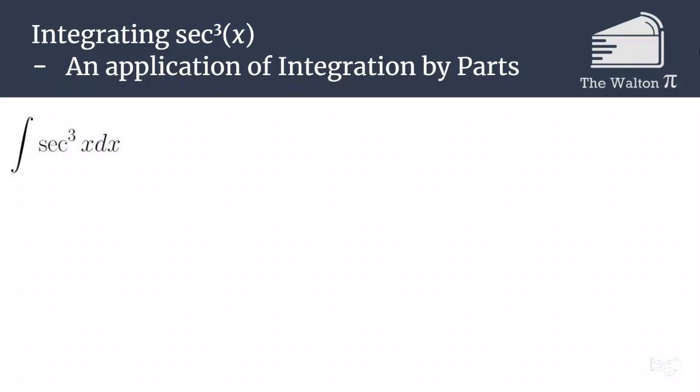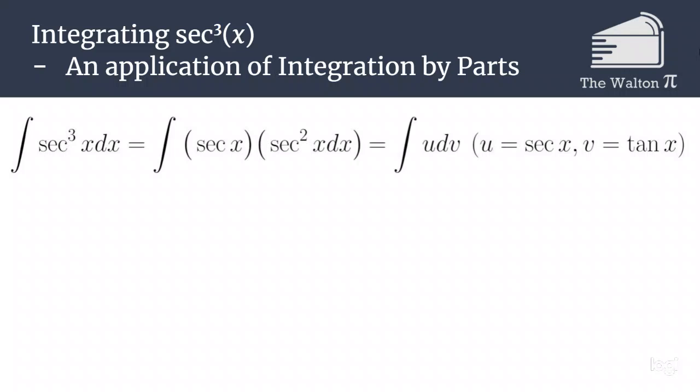But if we look at the secant squared and say that's our dv, that ends up working out really nicely, because secant squared is the derivative of tangent. So if we break it up as secant of x times secant squared of x dx, then we can write this as the integral of u dv, where u is secant of x and dv is secant squared x dx. And so that tells us that u is secant of x and v is tangent of x.